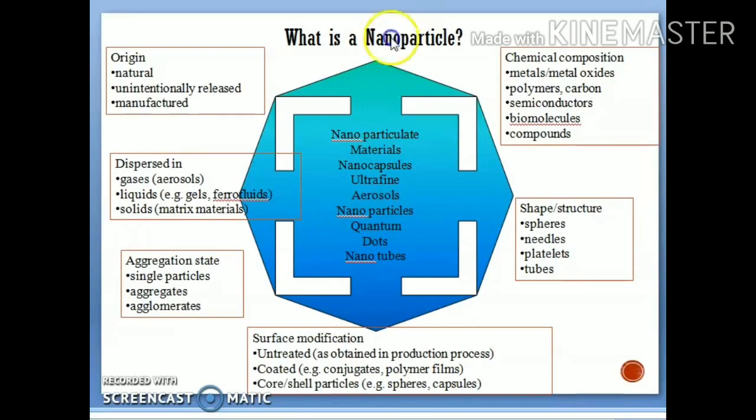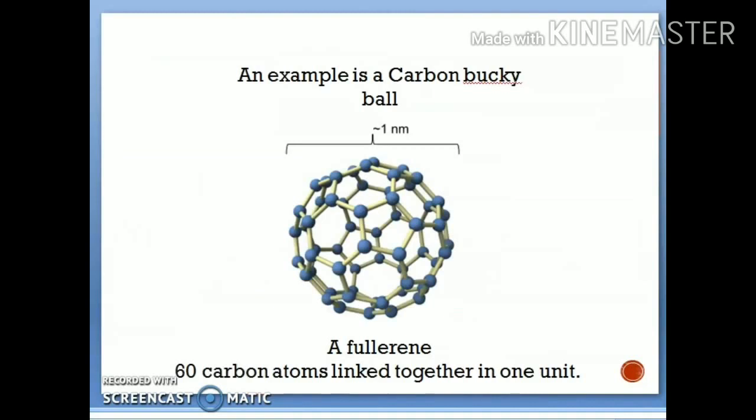Let us now take one example. This is a carbon buckyball. The carbon buckyball is about 1 nanometer in diameter, and it contains 60 carbon atoms linked together in one unit. It looks like a soccer ball, and that is why it is called a carbon buckyball.